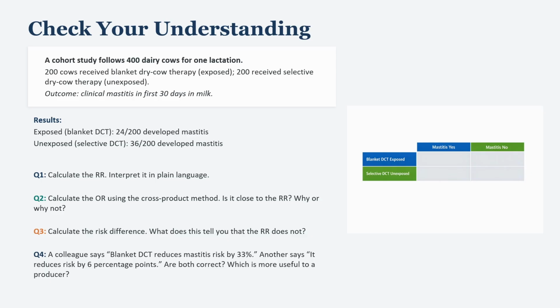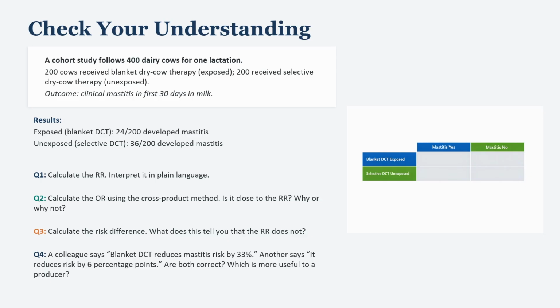Question 2, OR, cross product. OR equals A times D divided by B times C equals 24 times 164 divided by 176 times 36 equals 3936 divided by 6,336 equals 0.621. Is it close to the RR of 0.667?